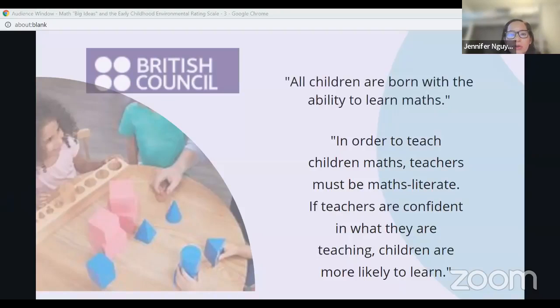So all children are born with the ability to learn maths. And no, that's not a typo. They say maths in Britain, apparently. In order to teach children maths, teachers must be math literate. If teachers are confident in what they're teaching, children are more likely to learn.